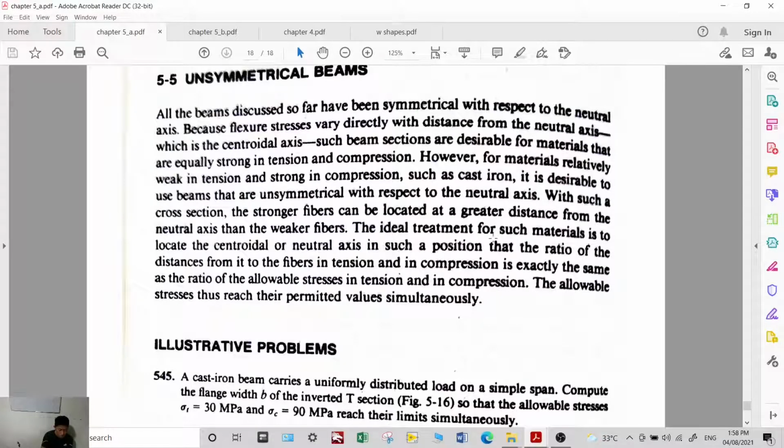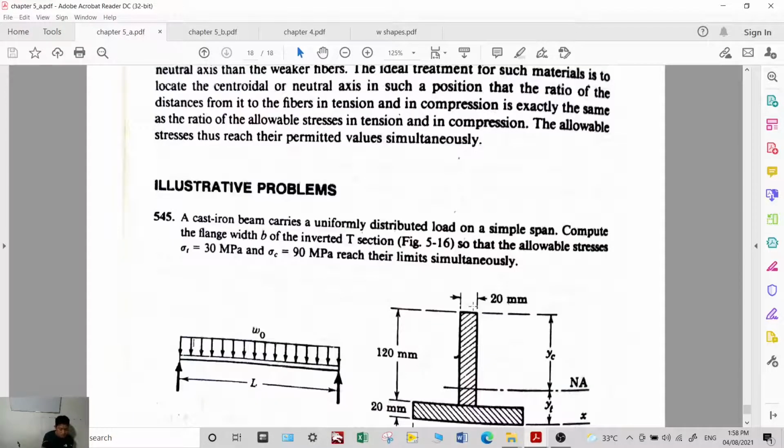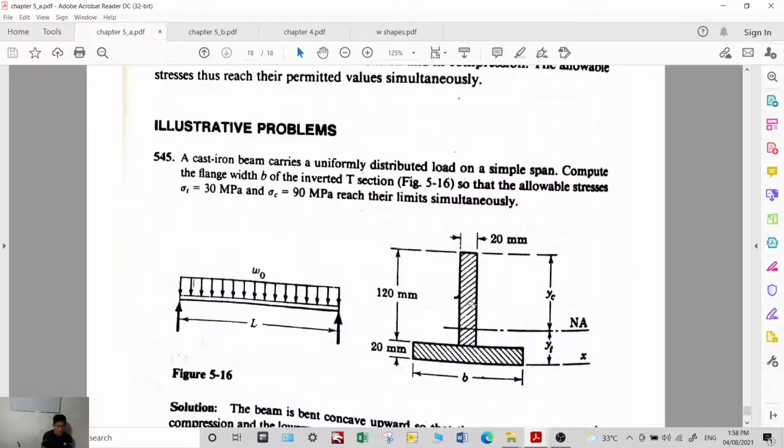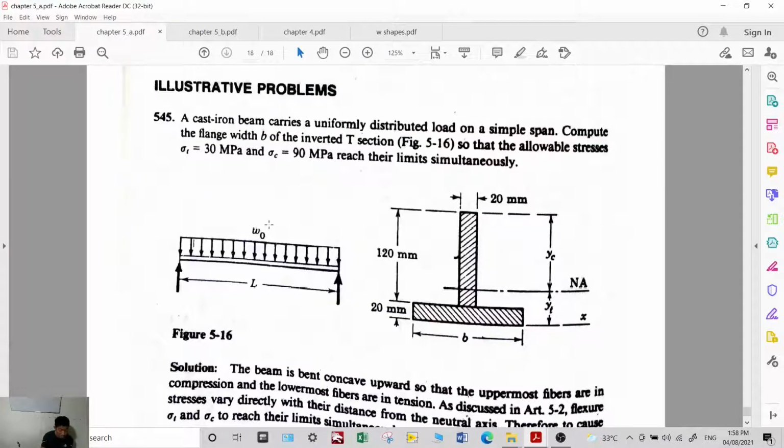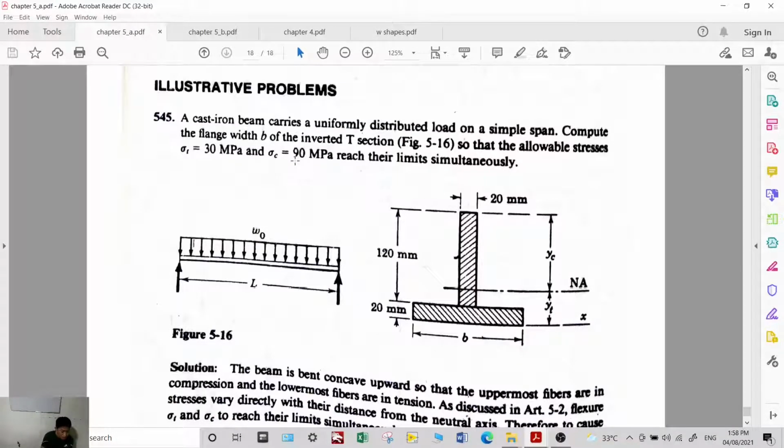So, how do we solve the stresses for unsymmetrical beams? Okay, so wala pa naman kayo siya na-discuss. Let's have this sample problem. Okay, so a cast iron beam carries a uniformly distributed load on a simple span. So ang section ani niya is kani.